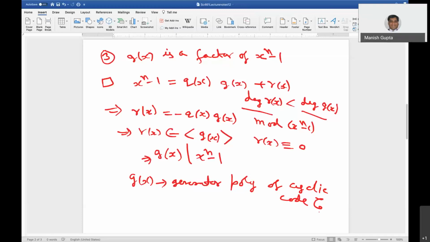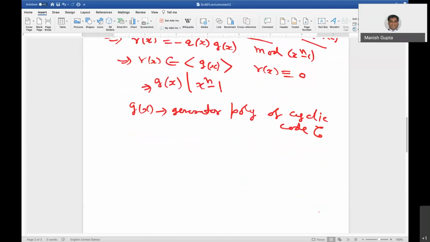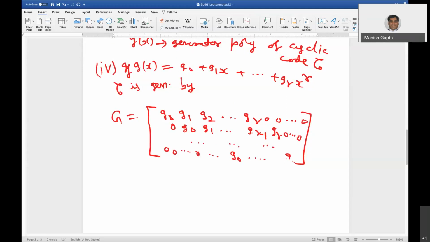Okay, g(x) is known as the generator polynomial of the cyclic code C. Fourth property I would like to mention now. Actually, from it you can find out the generator of the code. Okay, if g(x) is of the form g0 plus g1 x dot dot dot gr x^r, suppose there are coefficients, n minus 1, I can find a cyclic code.